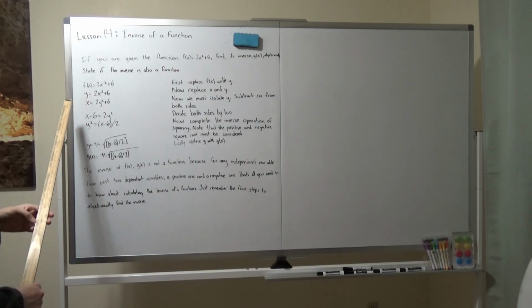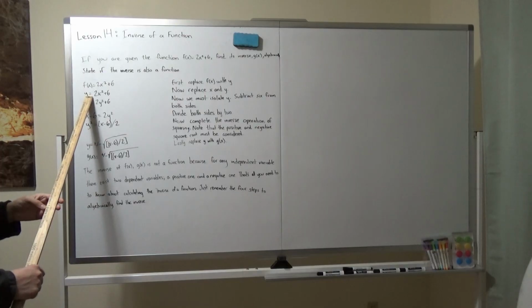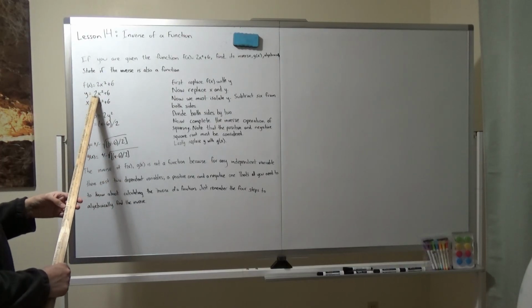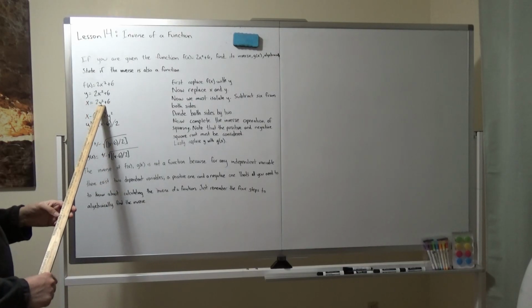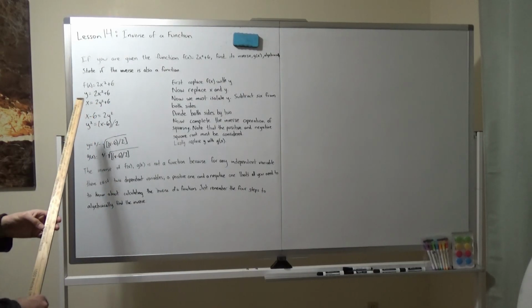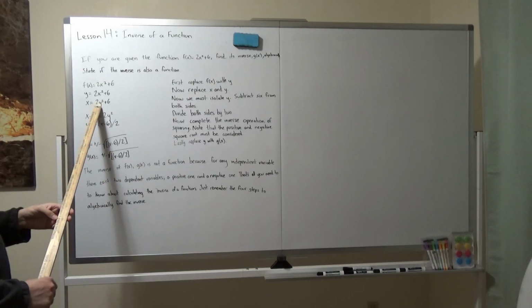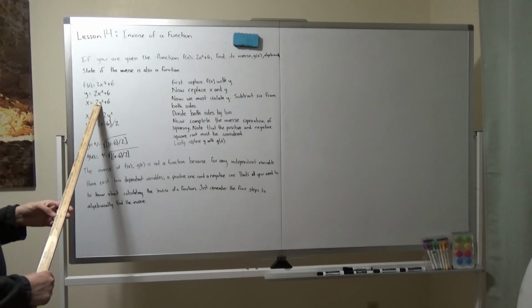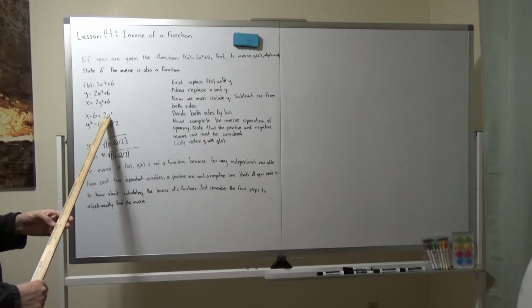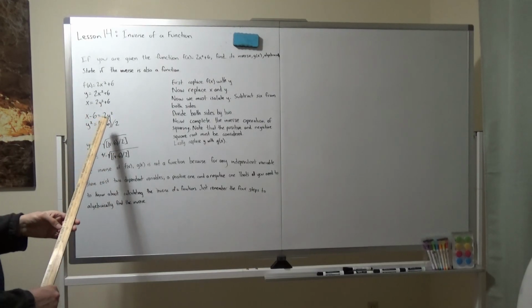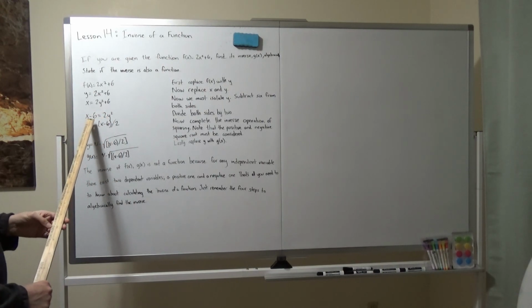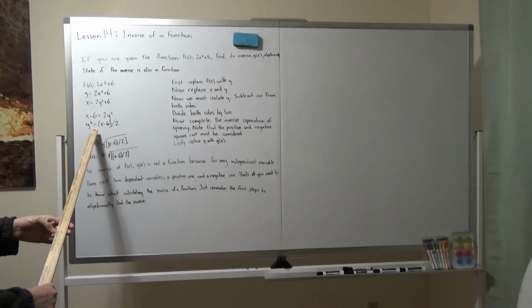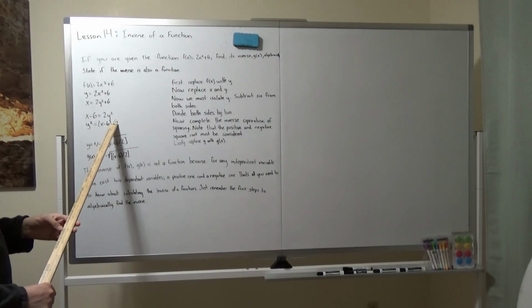Now we switch x and y. So we take every x and we switch it with every y. x equals 2y squared plus 6. Now we must isolate y. Subtract 6 from both sides. x minus 6 equals 2y squared. Now we divide both sides by 2. So y squared equals x minus 6 divided by 2.